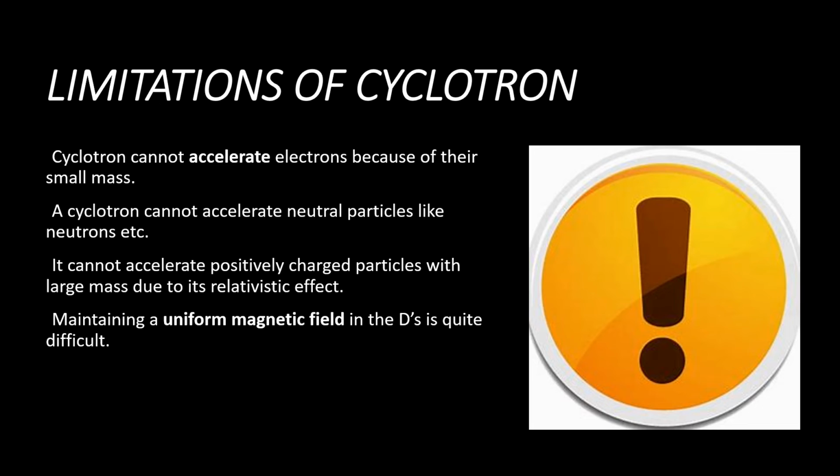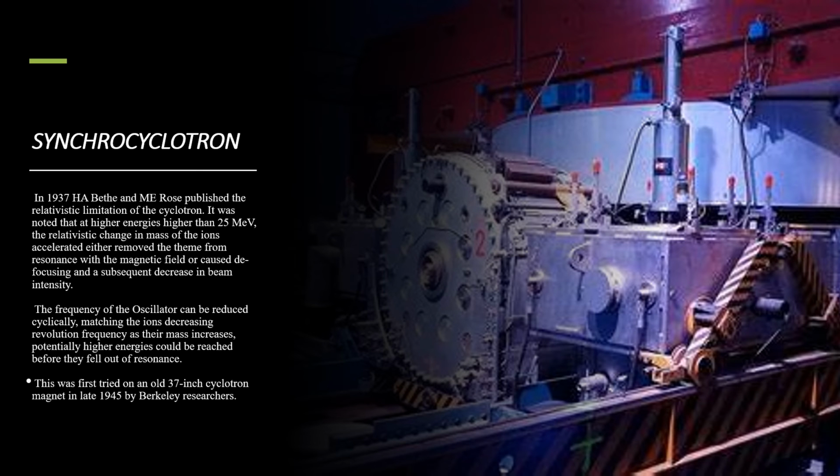Limitations of cyclotrons: a cyclotron cannot accelerate electrons because of their small mass. Similarly, they cannot accelerate neutral particles because they have no charge. They need an ion, a charged particle, to accelerate. Maintaining a uniform magnetic field is also quite difficult. So we come up with a more advanced device, the synchrocyclotron.